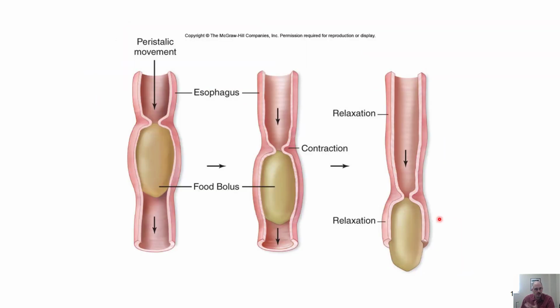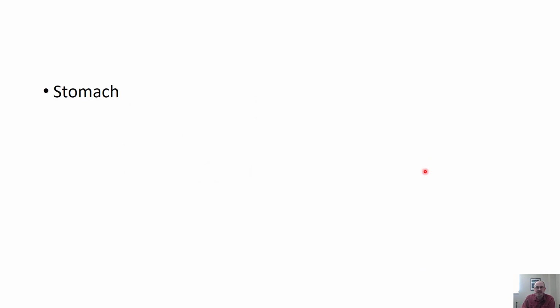So here's an image showing you this peristalsis. So it says peristaltic movement. That's the squishing of the muscles in the esophagus, pushing that food bolus down the esophagus. So the muscles rhythmically contract and relax, pushing that food downward. Something you don't have to think about. It's just automatic. All right, we hit the stomach.